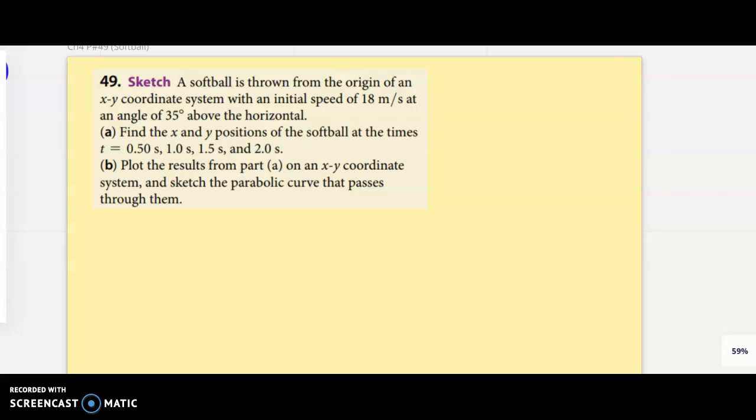A softball is thrown from the origin of an XY coordinate system with an initial speed of 18 meters per second at an angle of 35 degrees above the horizontal. Find the X and Y positions of the softball at these times.